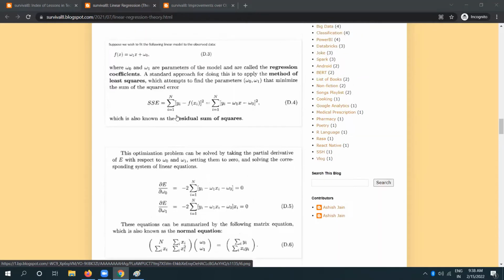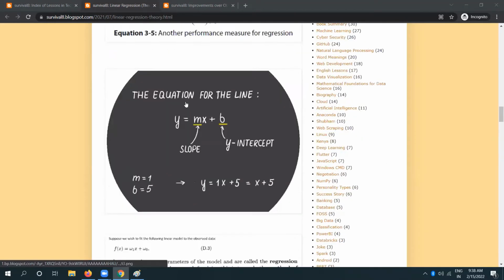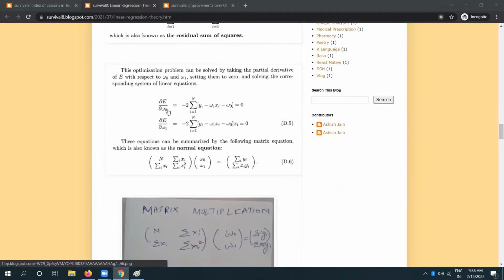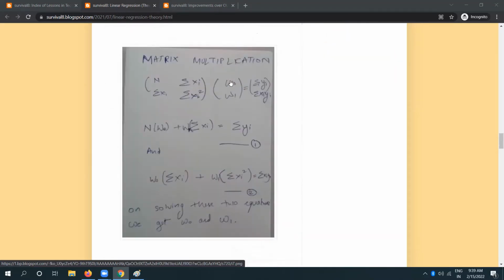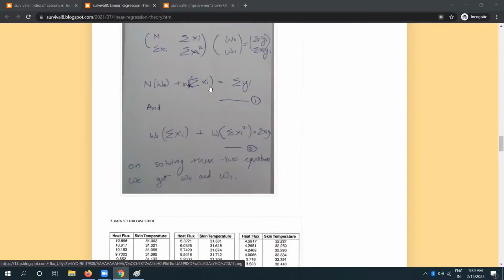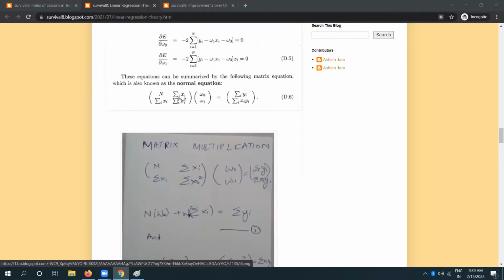So once we have got the equation for the error function, we try to reduce it, and when we reduce the error function, we get some values for W naught and W1. So what we get is for which values of W naught and W1 our error function is minimum. We are trying to find those W1 and W naught for which our error function is minimum. So these are the two equations which we get in matrix form.